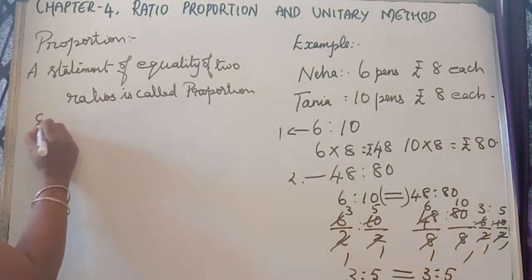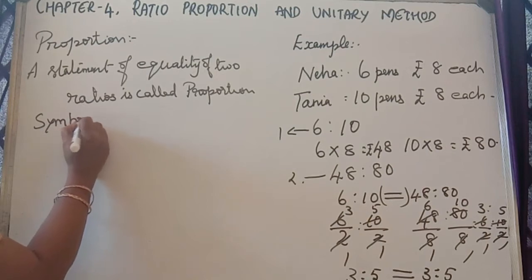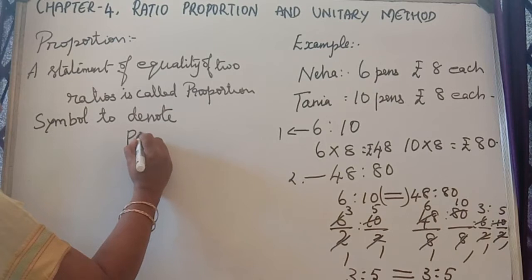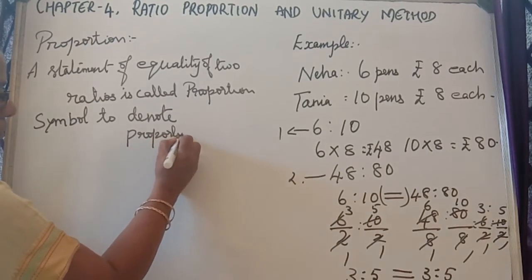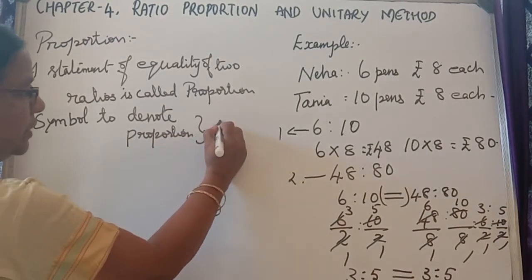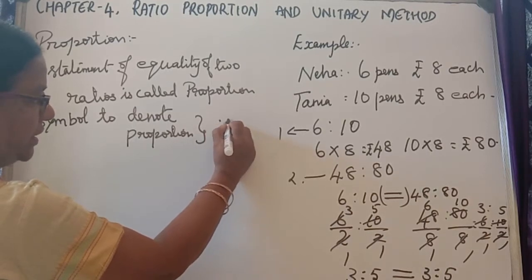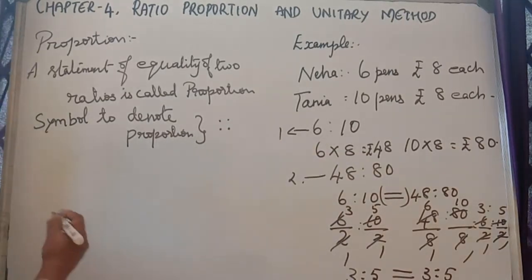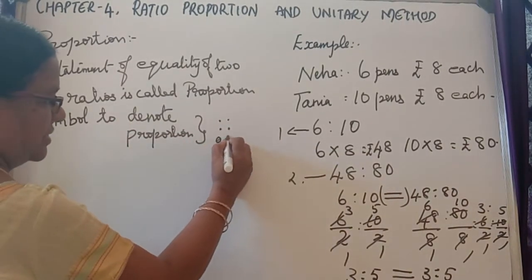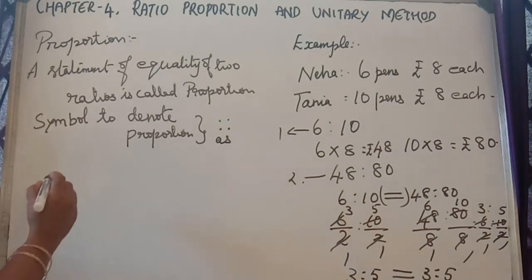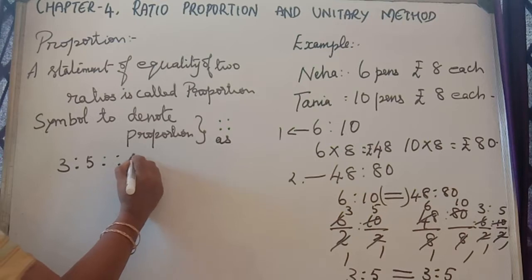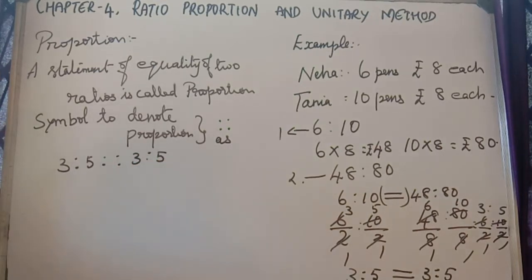Here, what is the symbol? The symbol to denote proportion is equal to first ratio 1 colon. Here we are keeping 2 colons, that is 4 dots. How can we read this? As. How to read? As. Here 3 is to 5 as 3 is to 5. This is the way to read the proportions.